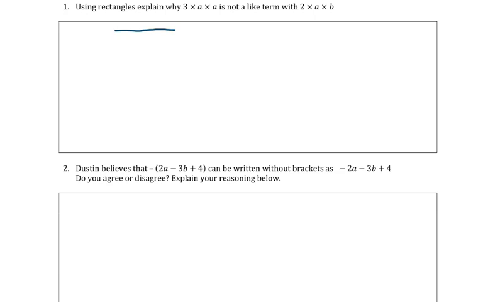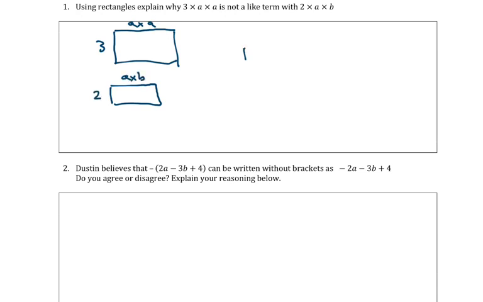So it says, using rectangles, explain why 3 times a is not a like term with 2 times a times b. Now, these are not like terms because in like terms you must have the letters exactly the same. To explain this using rectangles maybe isn't that obvious, but what you would need to do is create a rectangle where the height is the number and the width is the letters that you have in the term. We could do this for the second term as well. We have the height, which is the number 2, and the width, which is a times b.